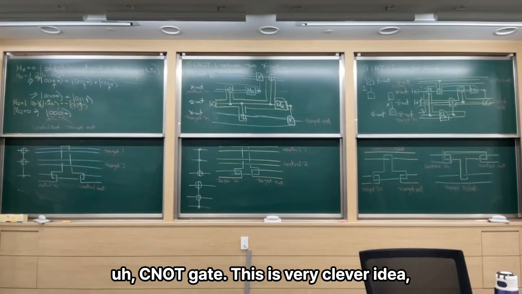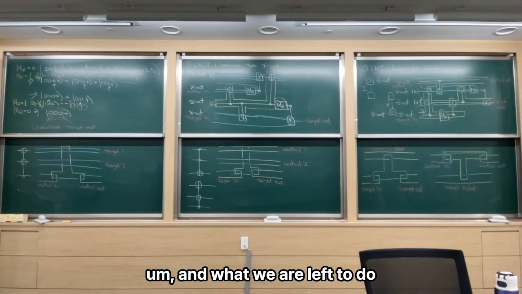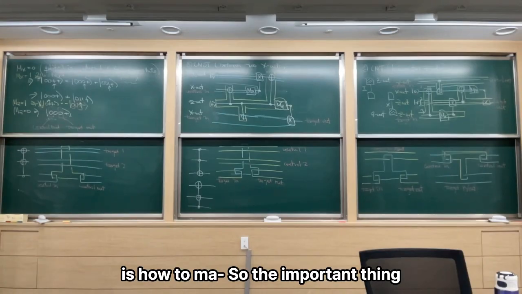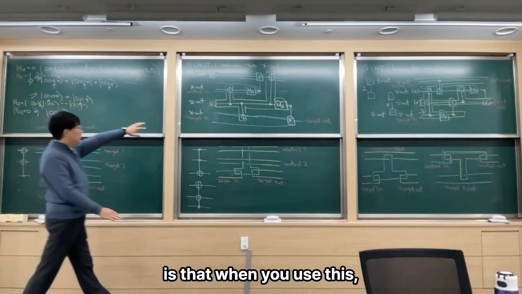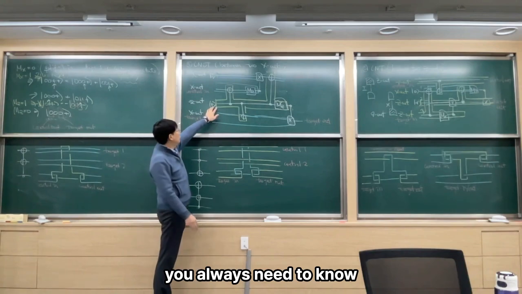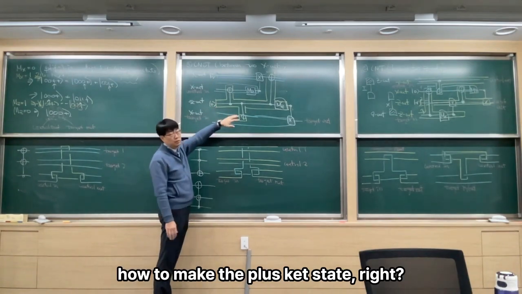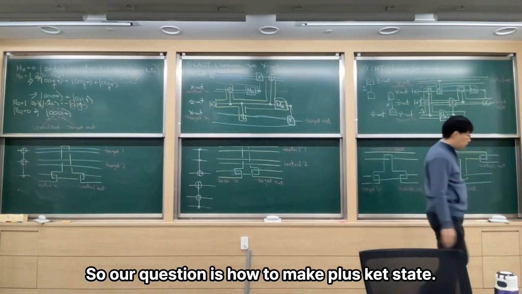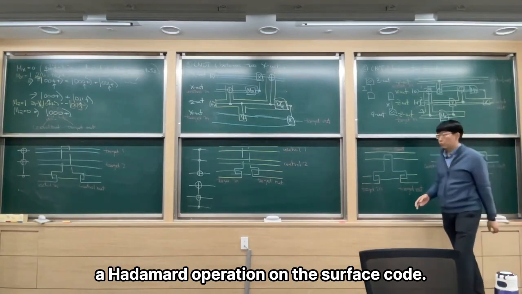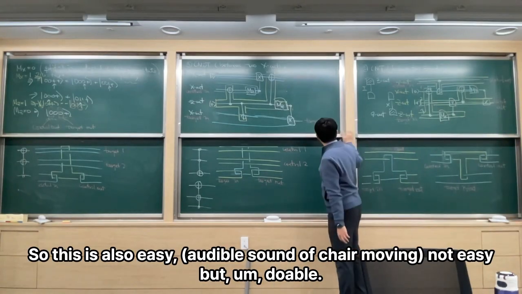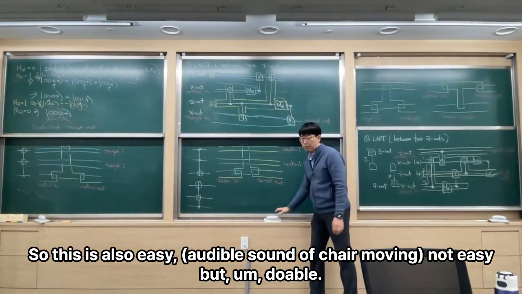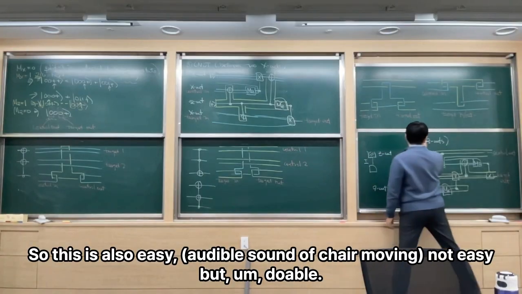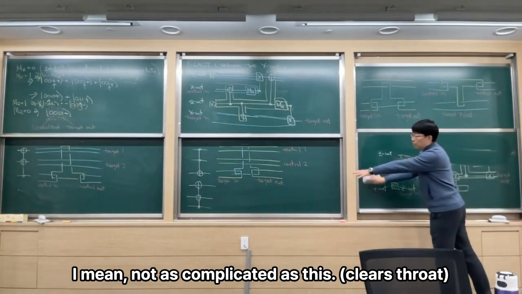This is a very clever idea. What we are left to do is, the important thing is that when you use this, you always need to know how to make the plus state, right? So our question is how to make the plus state, which means how to make a Hadamard operation on the surface code. This is also easy, and not easy, but it's doable. I mean, not as complicated as this.